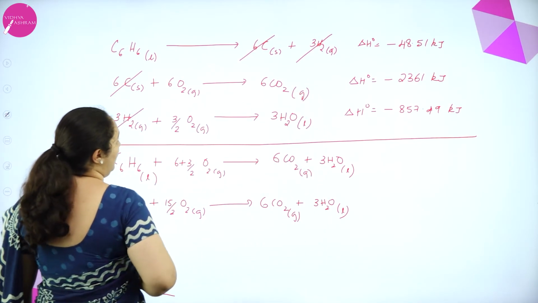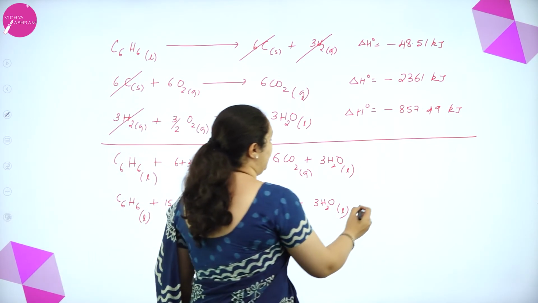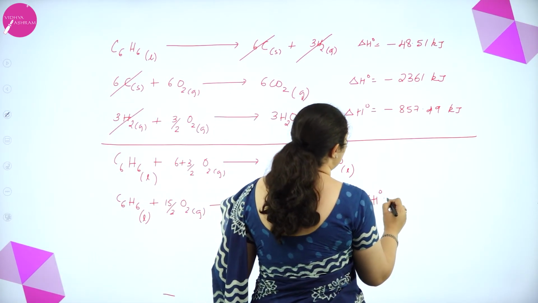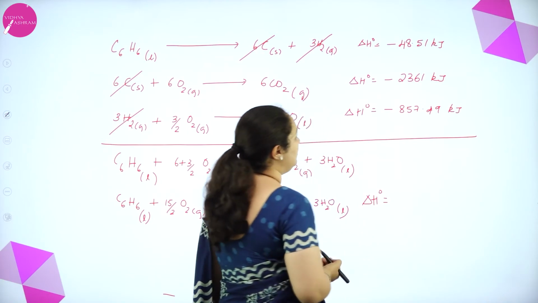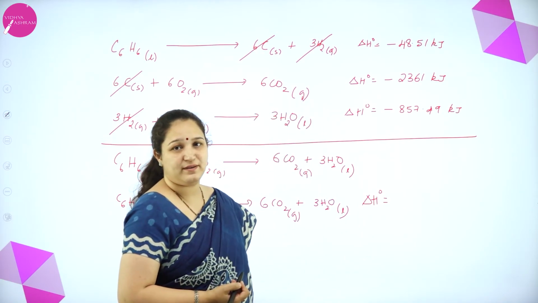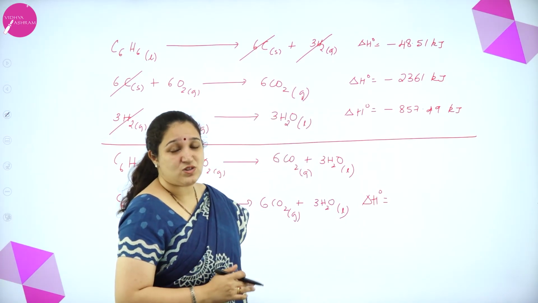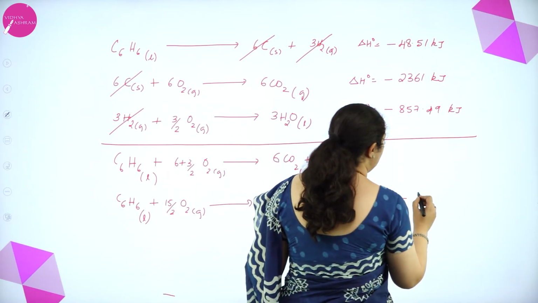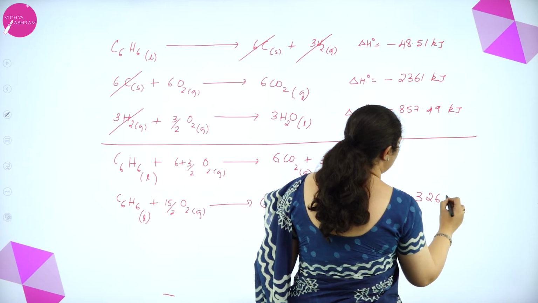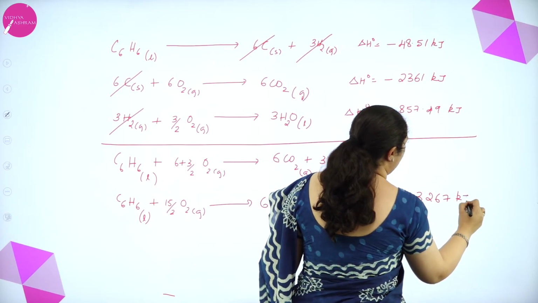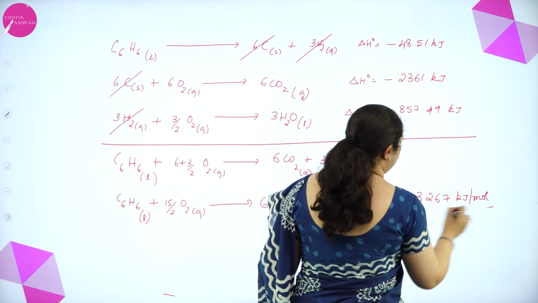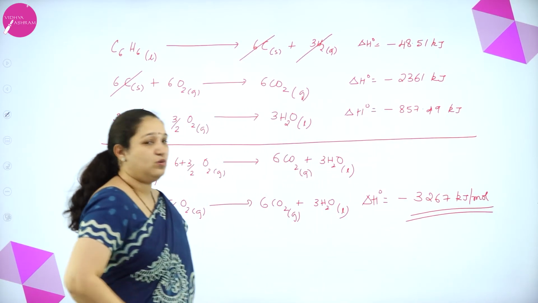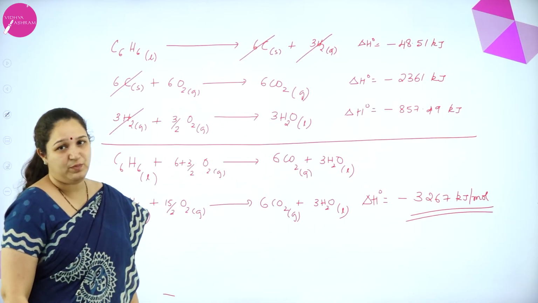Now what about the delta H naught values? Just add up all of this. What is the answer you will get? It is minus 3267 kilojoule per mole. So this is how you solve the problems.